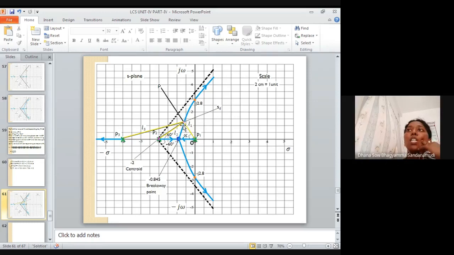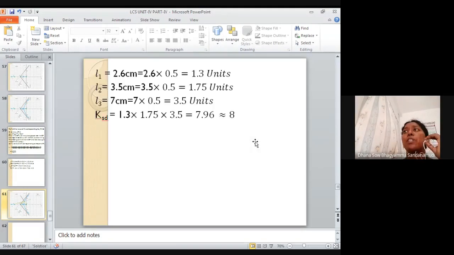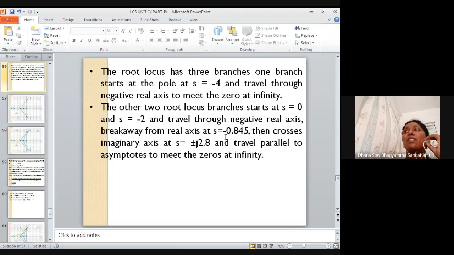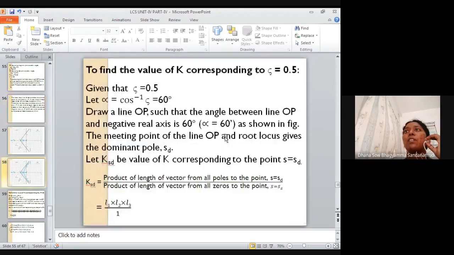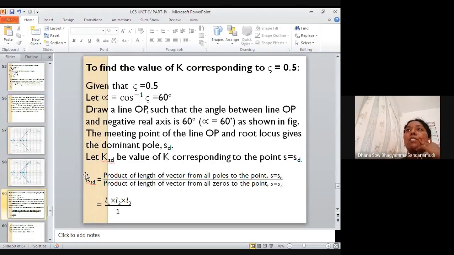It is meeting the root locus at some point. Consider it as some SD, with suffix D, at this point. Join all the poles to this point. Let K suffix SD be the value of K corresponding to the point s equal to SD. The point at which this OP is meeting the root locus, let us consider that point is SD.